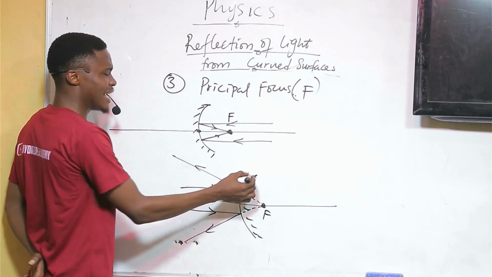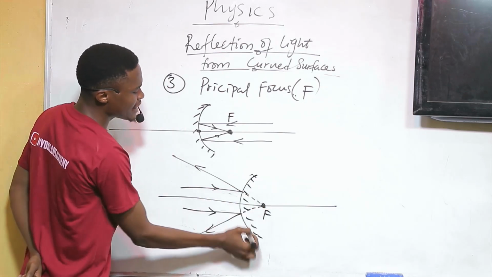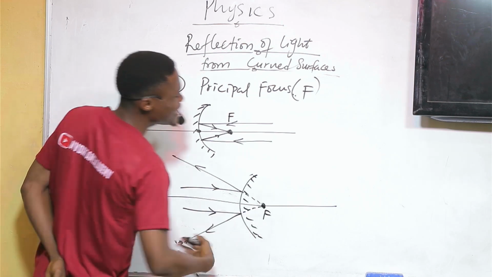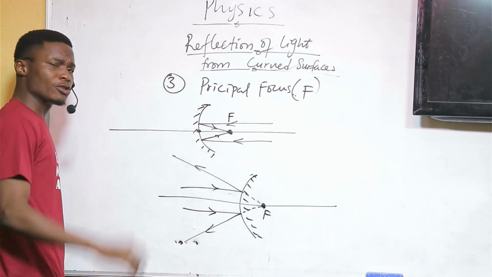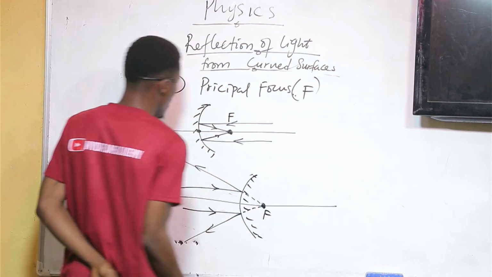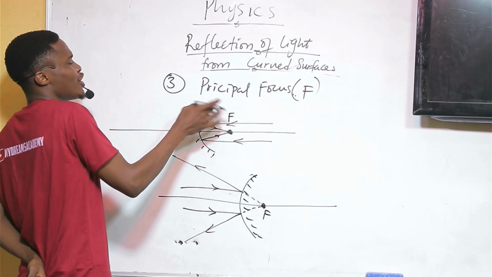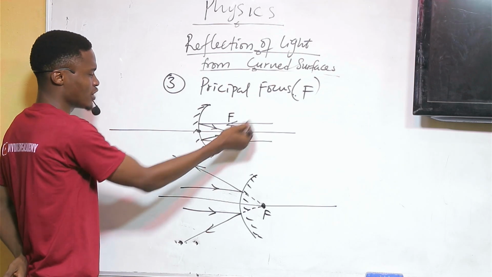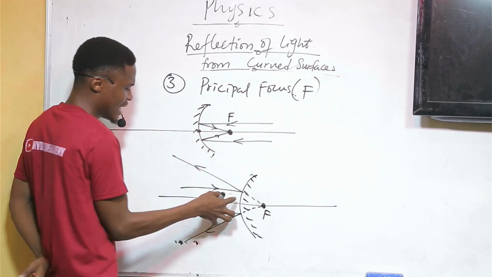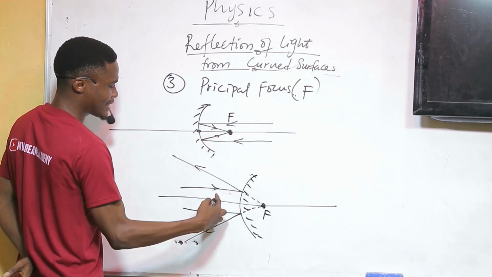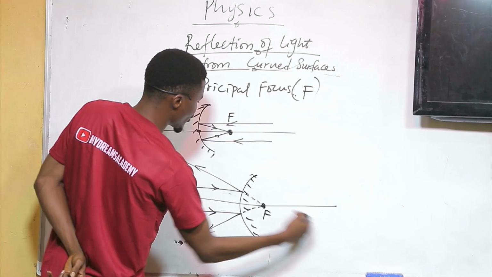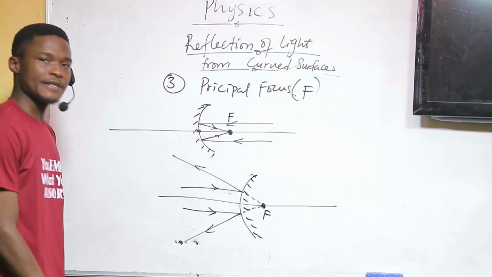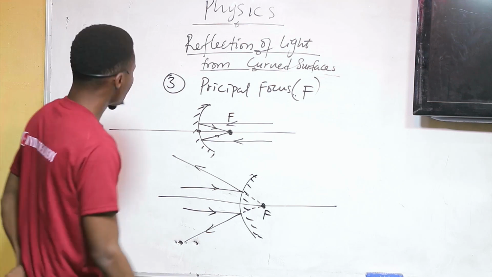And then another point is that for this convex mirror, you notice that F or principal focus is behind the mirror. Take note of that. It is behind the mirror, but the principal focus for a concave mirror is in front of the mirror. Remember, here is the reflecting surface. Look at where the principal focus is. Okay, so take note of that.